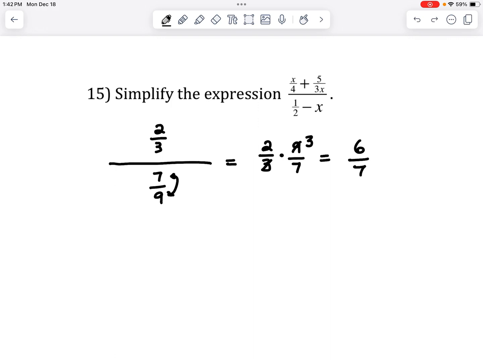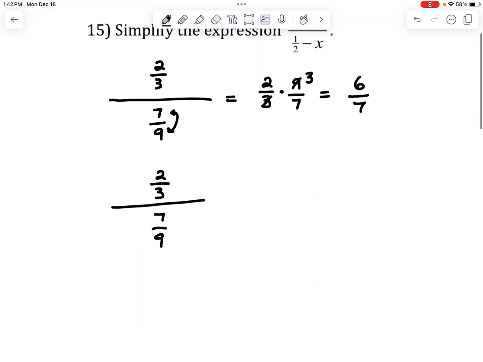Let me go back and show you this same example, 2/3 divided by 7/9. And I'm going to do it a different way. And that different way is you look at the two denominators. So look at this one and look at this one, a 3 and a 9. For those two, the least common denominator is 9. Then you multiply the top and the bottom by that 9. So multiply by 9 and multiply by 9.